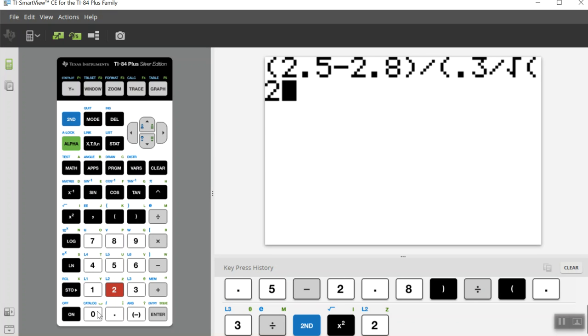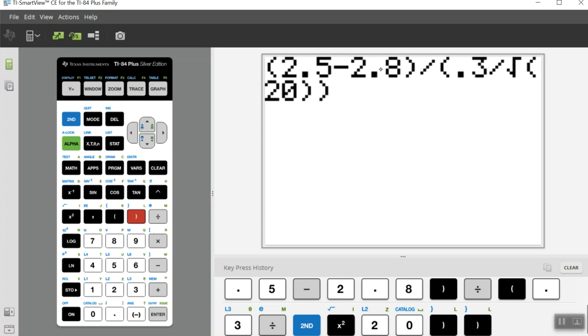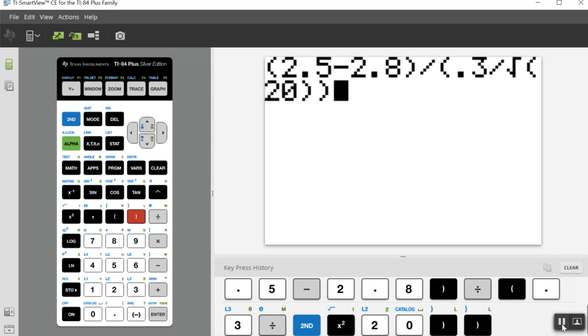divided by the square root of 20 there. And if you notice there, I put a set of parentheses around the top, the 2.5 minus 2.8, and then the division bar, and then a set of parentheses around the bottom. You have to do it that way so that this division happens first. Otherwise, the calculator will follow the order of operations and do it wrong. So do that calculation and enter your number as the answer below.